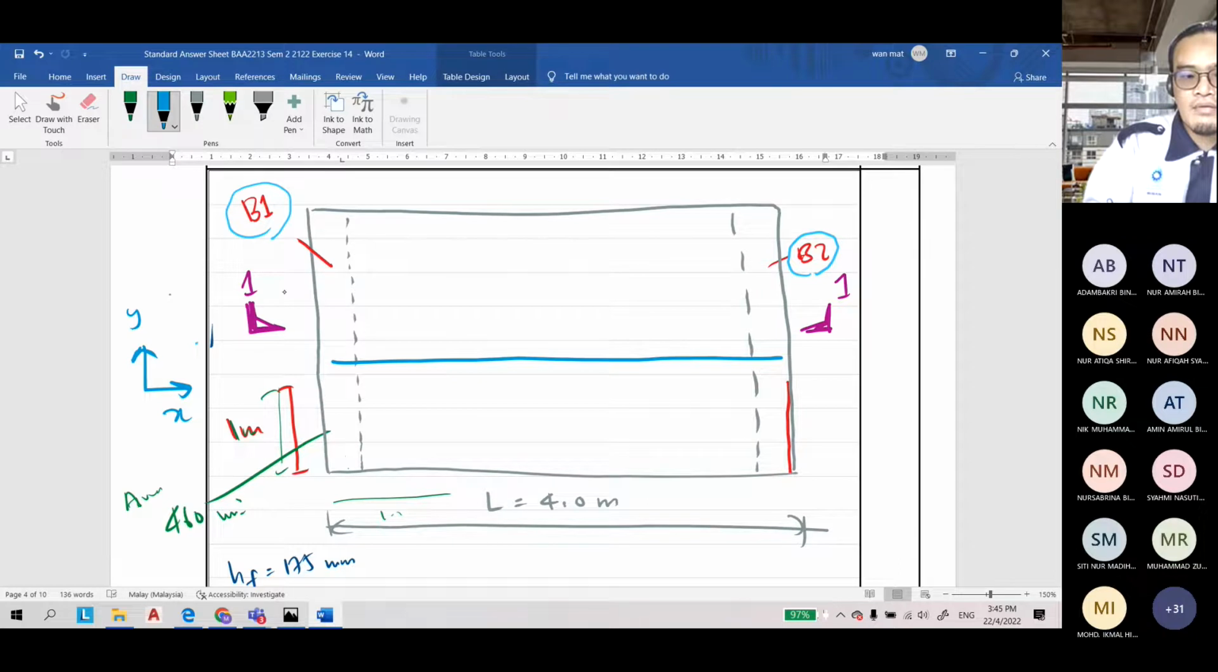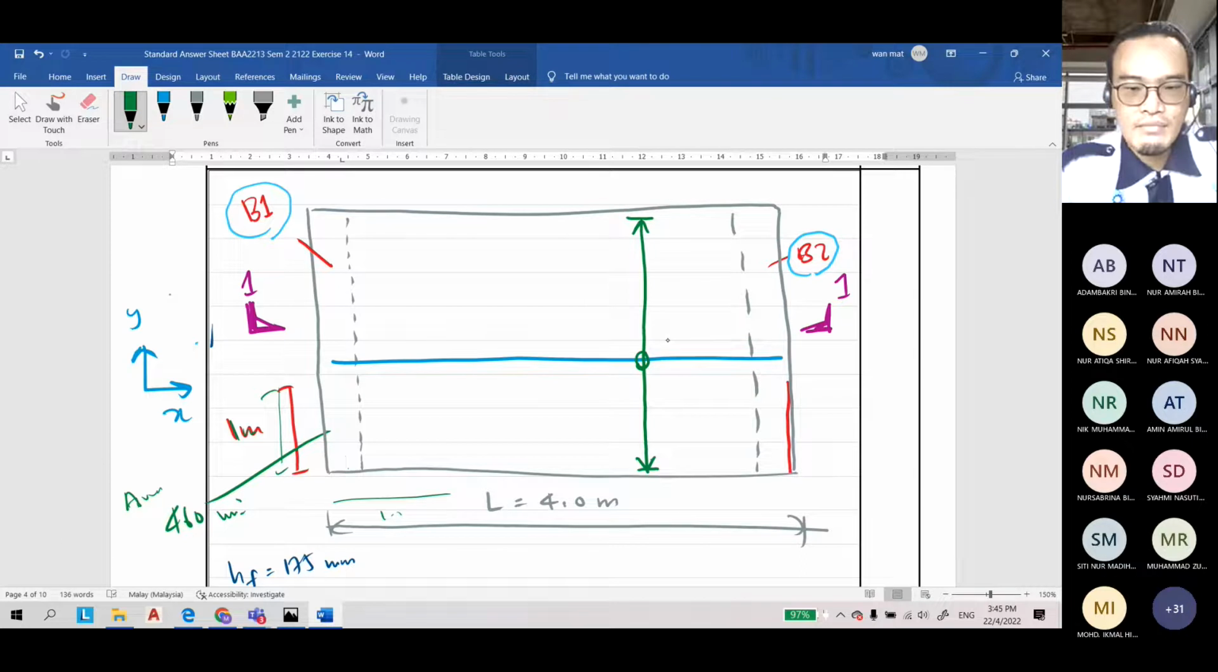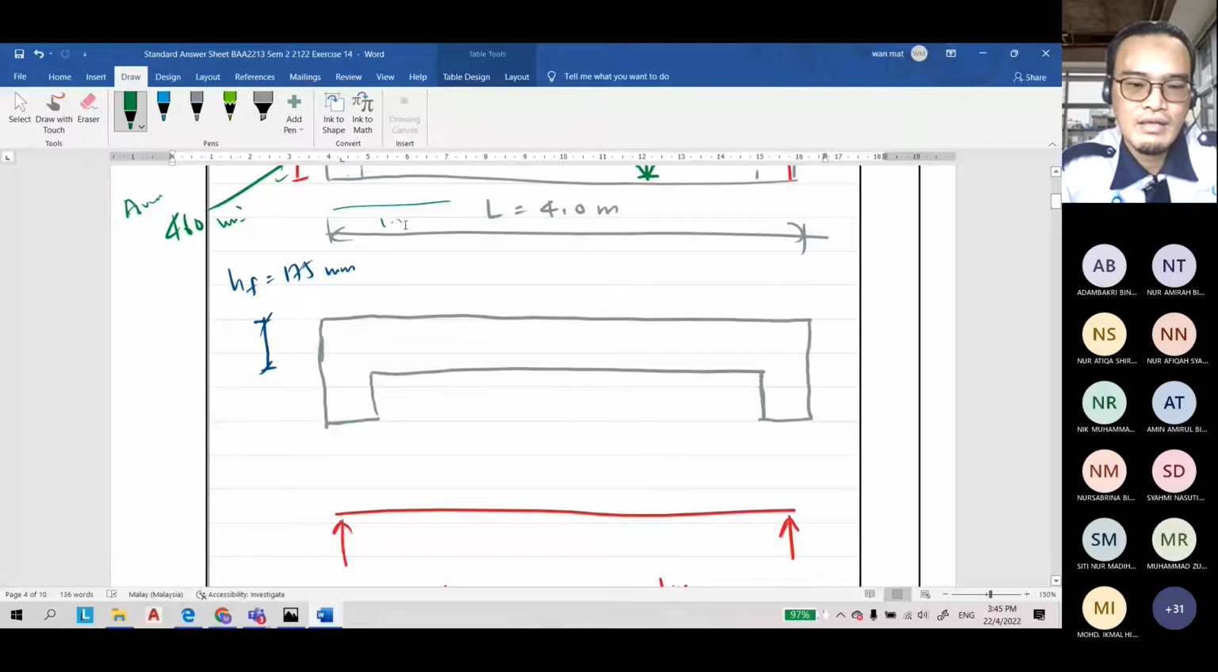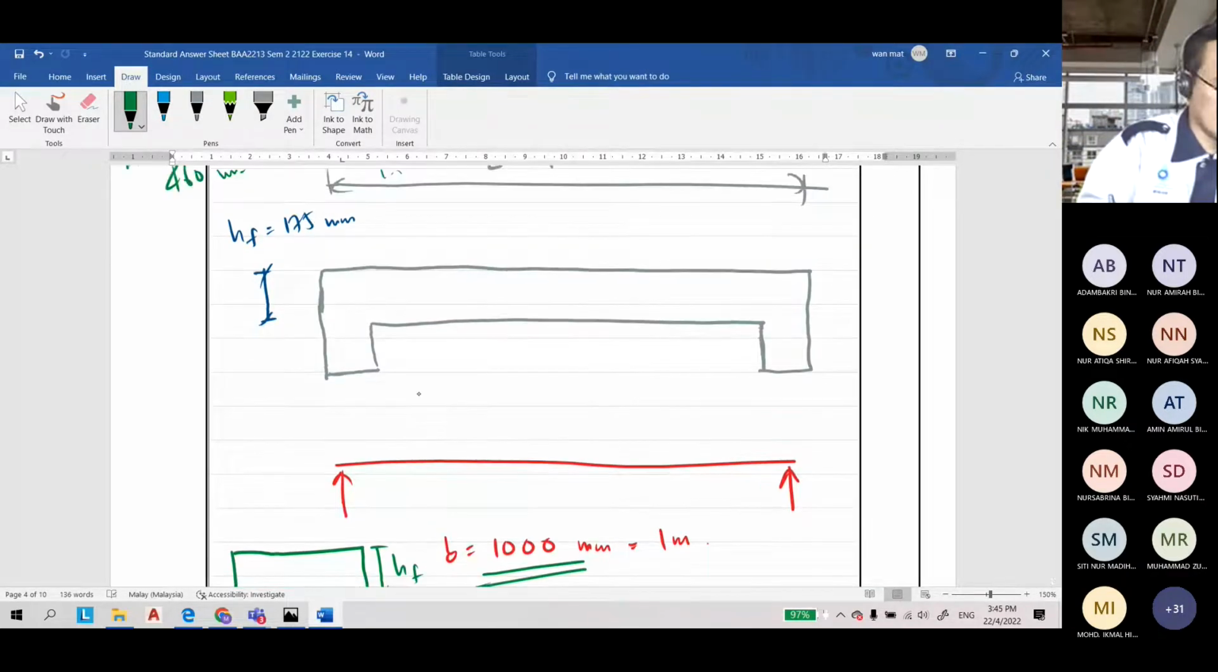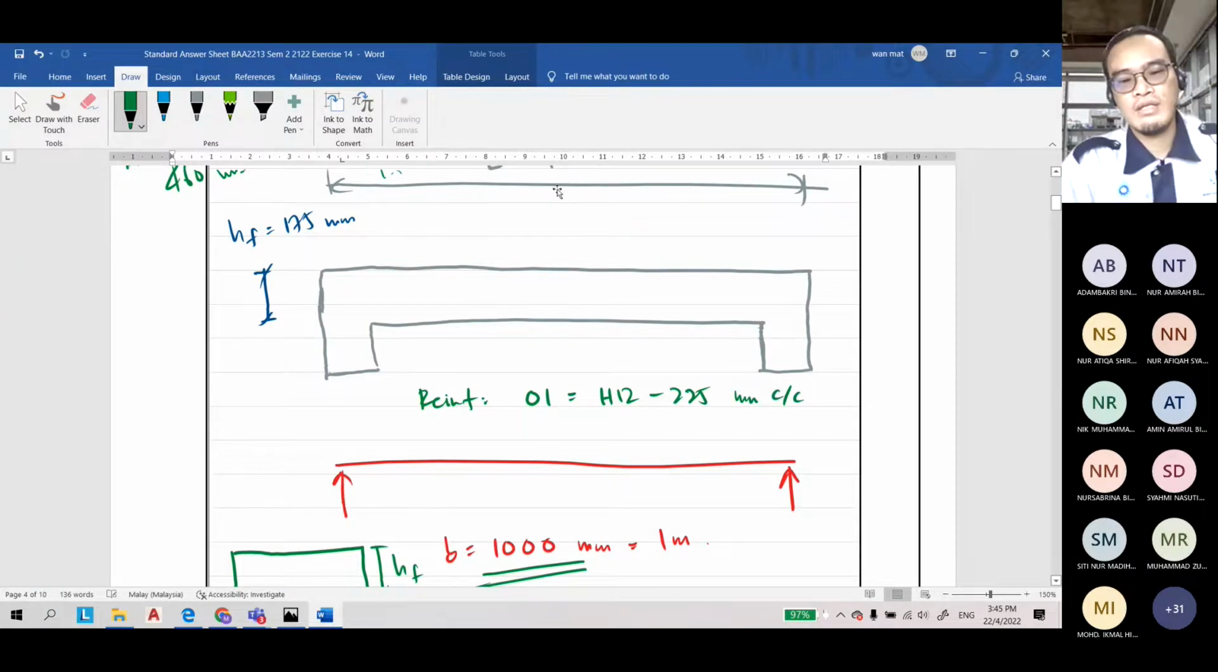So this is your bar, and then another part is you use this arrow, here up to here, along this Y direction. And then you mark it 01. It's the notes. At the bottom you can write down: reinforcement 01 is equal to H12-225 mm center to center. That's how to do the detailing.